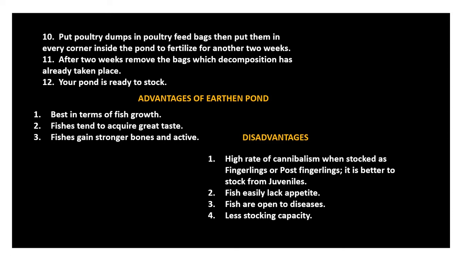Number four is a less stocking capacity. In a situation where you are supposed to stock 1,000, it will require you to stock just 800 pieces of fish. That is it for the class. Thank you very much for staying on the earthen pond construction. In our next tutorial, we will be talking about the concrete pond. You are done with the earthen pond, so go out and practice your exercise.